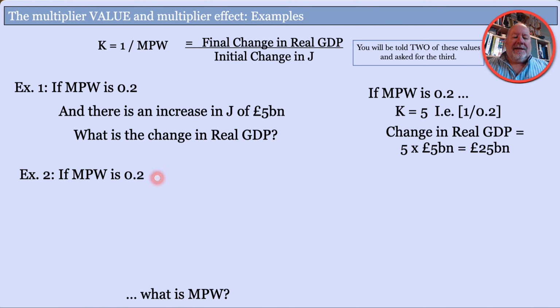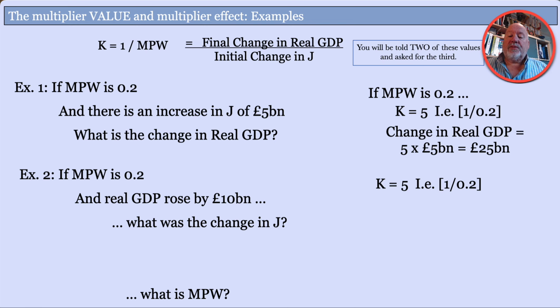Okay, if the MPW is 0.2, still working on that, and it says real GDP rose by 10. So they've given you this, and the question will be, what was the change in J? So again, we work out the value of the multiplier is 5. So you put a 5 in here. What's the change in J? J is 10 divided by what number? What number, when you divide it into 10, gives you an answer of 5? And obviously the change in J is 2.